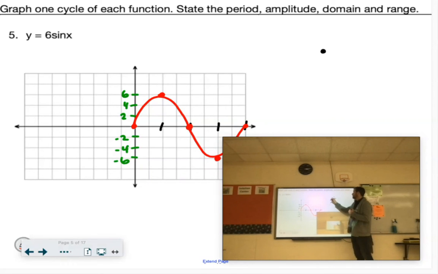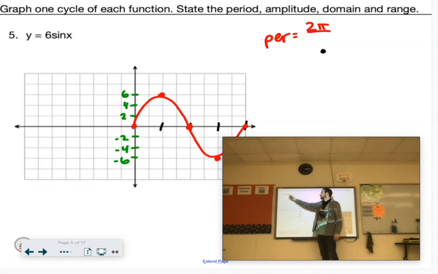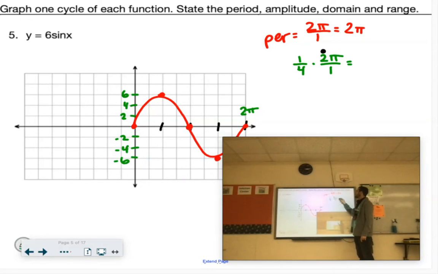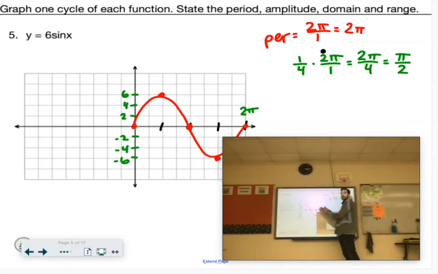So we're going to take one period, and remember, period equals 2 pi divided by b. And if you look, there's nothing between sine and x. So we're doing 2 pi divided by 1, which is 2 pi. So one full period for us is going to be 2 pi. But we're breaking it into 4 chunks. So immediately what I do is I figure out what I'm going to have to increase the markings by. So I take this and I divide it by 4, or I multiply it by 1/4. 1/4 times 2 pi, which would simplify to 2 pi over 4, which comes out to pi over 2. So each marking is going to be an additional pi over 2.